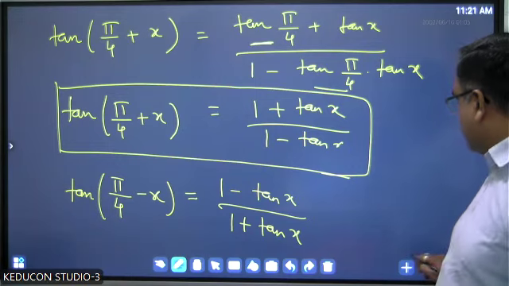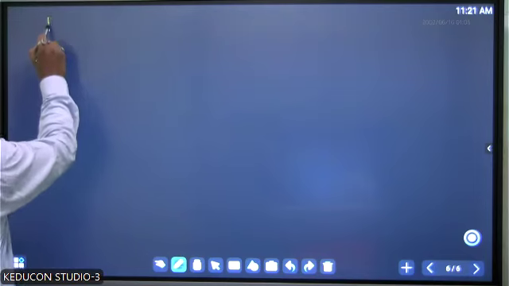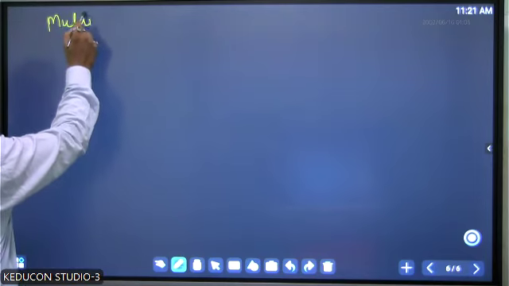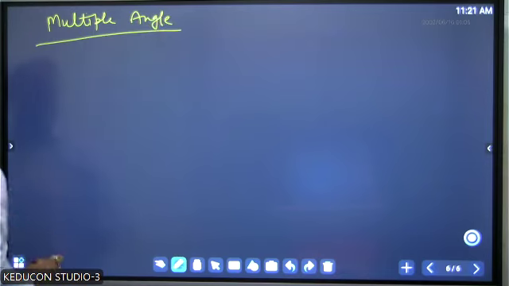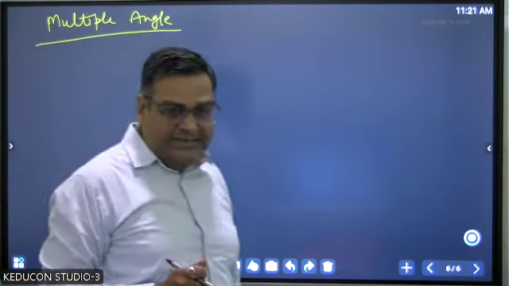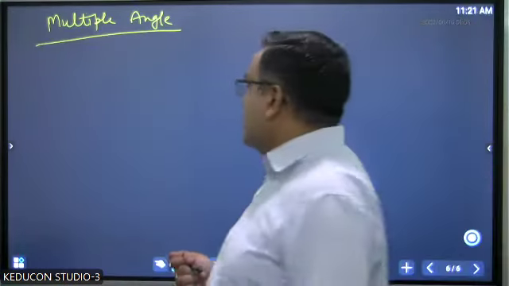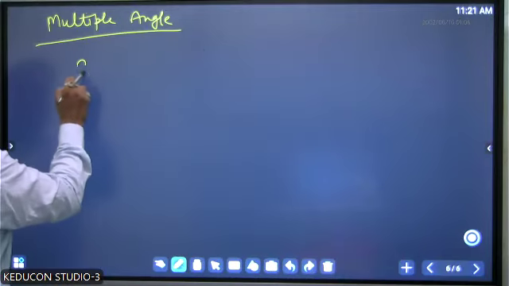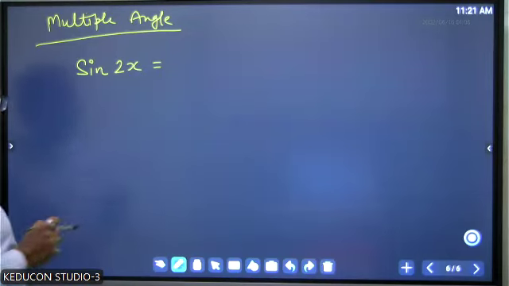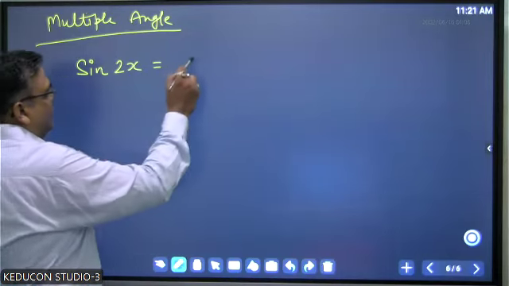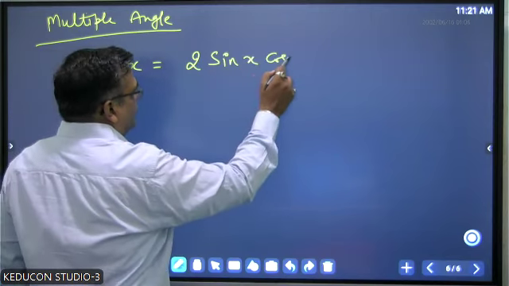Right? So the next set of formulas we have are the multiple angle formulas. What do you mean by multiple angle? Now we have sin x. So a multiple of x, that is sin 2x, cos 2x and so on. So the first formula we have is sin 2x. We have two formulas for sin 2x. The first is a very important formula, that is 2 sin x cos x.